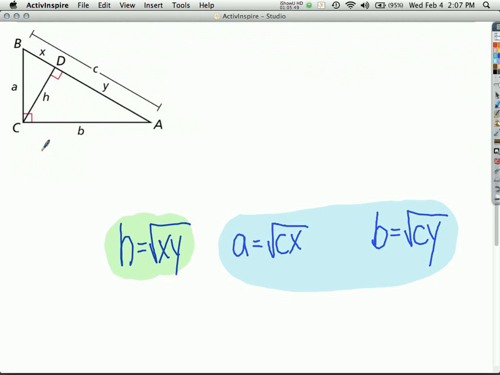And based on the pieces of information we have, we can find a missing piece of information. So if I have x and I have y, I can find h. If I have h and I have y, we can find x. If I have h and I have x, we can find y. Same thing is true here. If I know c and x, I can find a. But if I know a and c, I can find x. So we can utilize these three equations that are basically summarizing two different theorems to find missing pieces of information from similar right triangles.